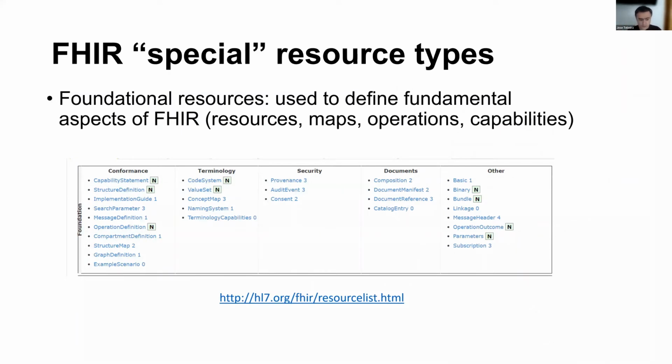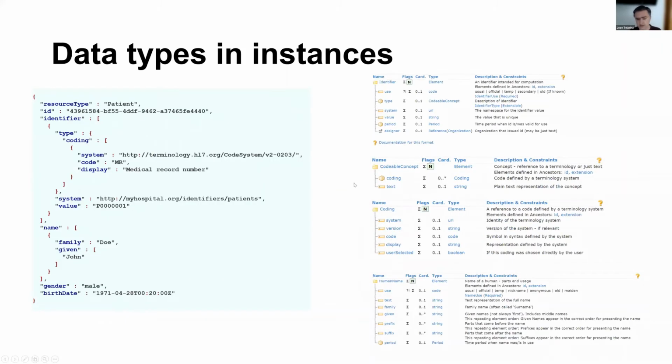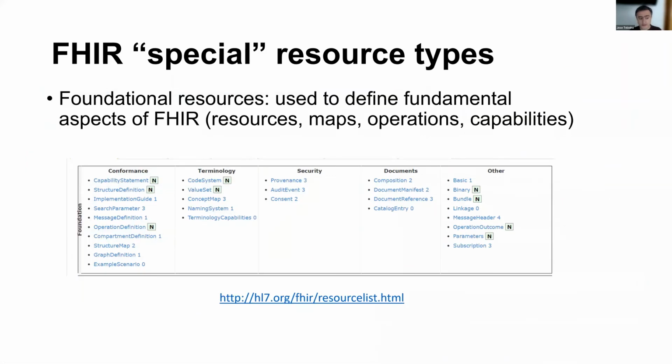Besides this, and feel free to jump in with anything that you find unclear, there are lots of resources in FHIR. Patient, medication, as I said, device, all those things exist. There are special resource types, and some of them are going to be important for us.